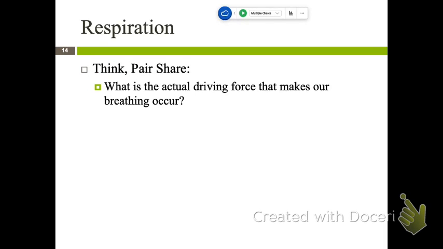So, can you write very clearly, do I have a spot for this? Question 11. Try to write a very clear statement on your own first, that's the think part, that describes what is the driving force for breathing. Once you've written a small statement, pair it with someone else, and then I want to hear a few responses. Question 11 is this question.